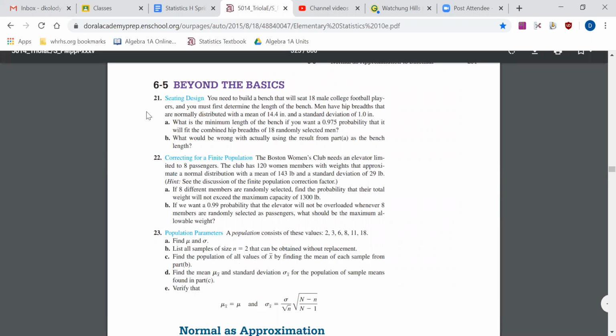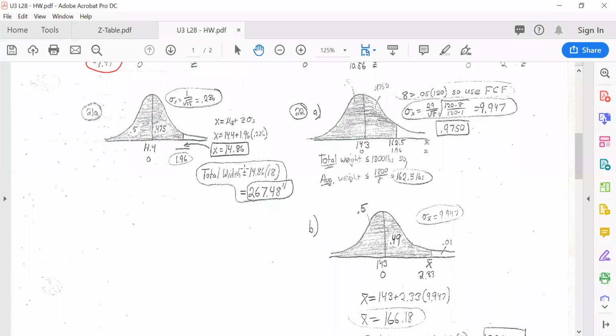A lot of things going on here, so let's unpack it. All right, back to this. So I want a 0.975 probability that I'm going to fit everybody. So where would I draw a line so that 0.975 would go to the left? That's what you need to think about for this problem. That line would be way over here to the right, wouldn't it? So think about that right now. To the left of this line would be 0.975.